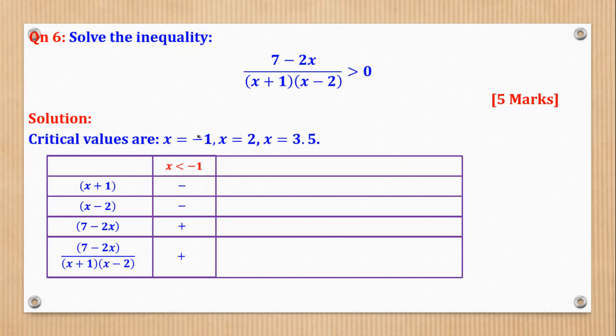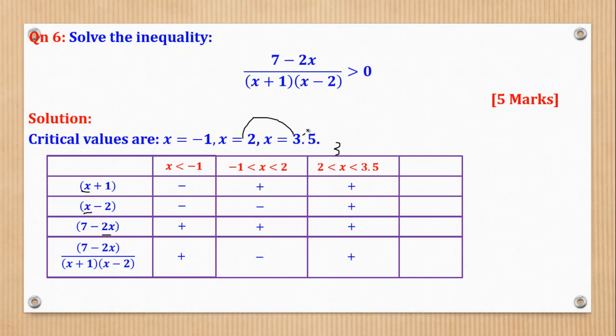Then what about values of x between this and this? There I can choose 0. So put 0 here, it's positive, 0 here, negative, 0 here, positive. So this gives a negative and a positive, which is a negative. Then what about values of x between this and this? I can choose 3. So put 3 here, it's positive, 3 here, positive, 3 here, positive. So everything will become positive.